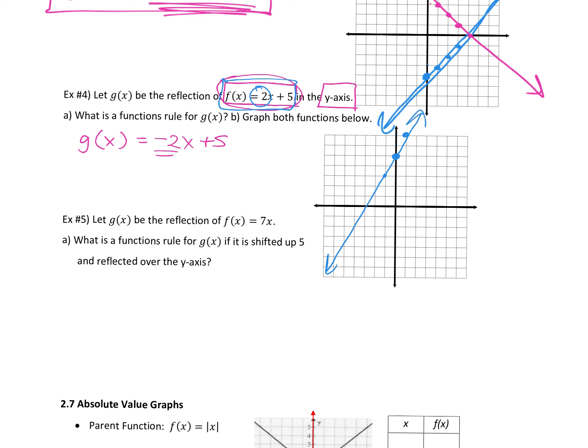Your new graph, this guy, we're going to start same y-intercept, a positive 5, but now down 2 over 1. Okay, looks like that. Questions on that? You good? Okay, so just another rule. So y is you change just the x, and then for the x-axis you change everything. Over the y-axis, just change the x. Over the x-axis, change it all. Got it. Okay.